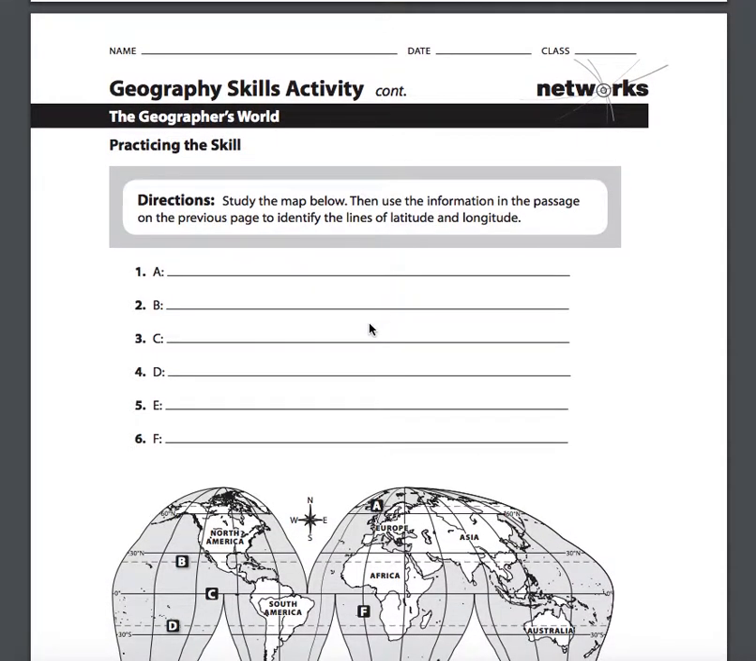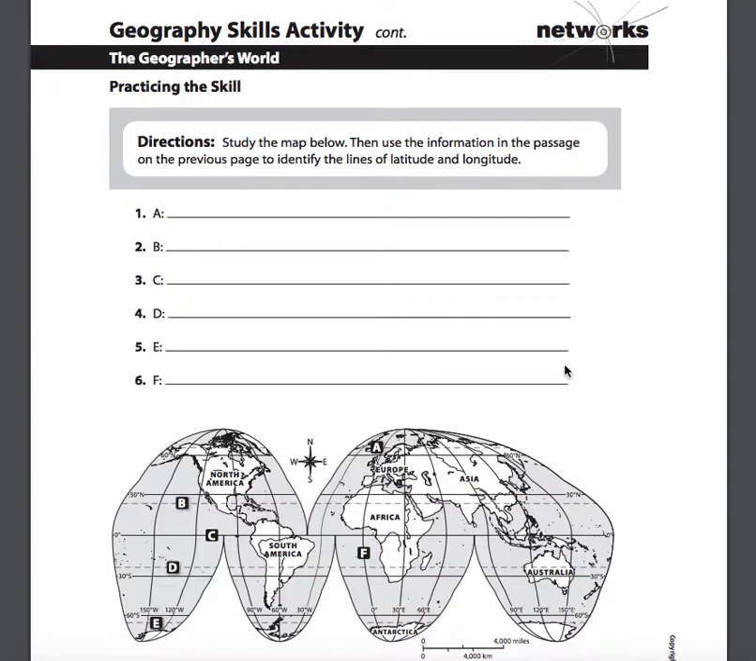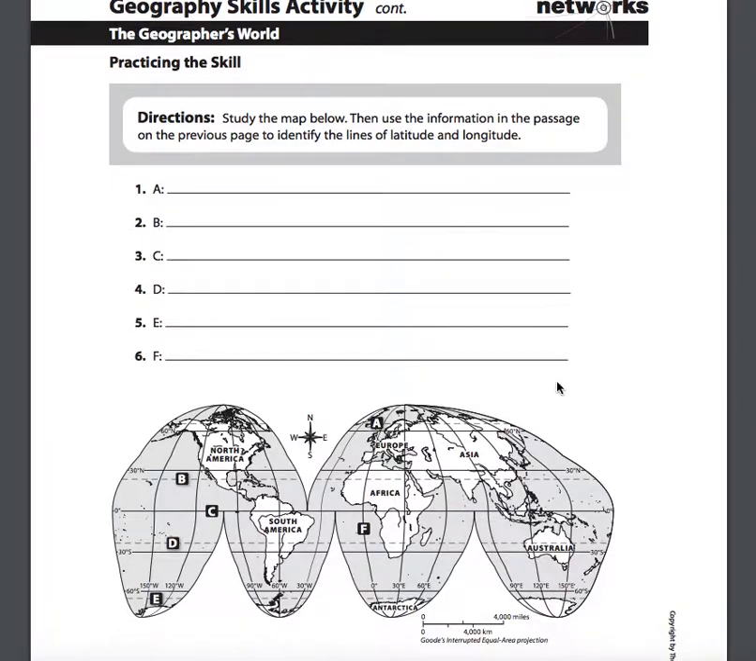Here's where you're going to take what we just read and apply by finding these different items on the map. The directions ask us, study the map below, then use the information in the passage on the previous page to identify lines of latitude and longitude. All right, looks like we've got letters A, B, C, D, E, and F, and we need to appropriately label those based on what was in our reading.